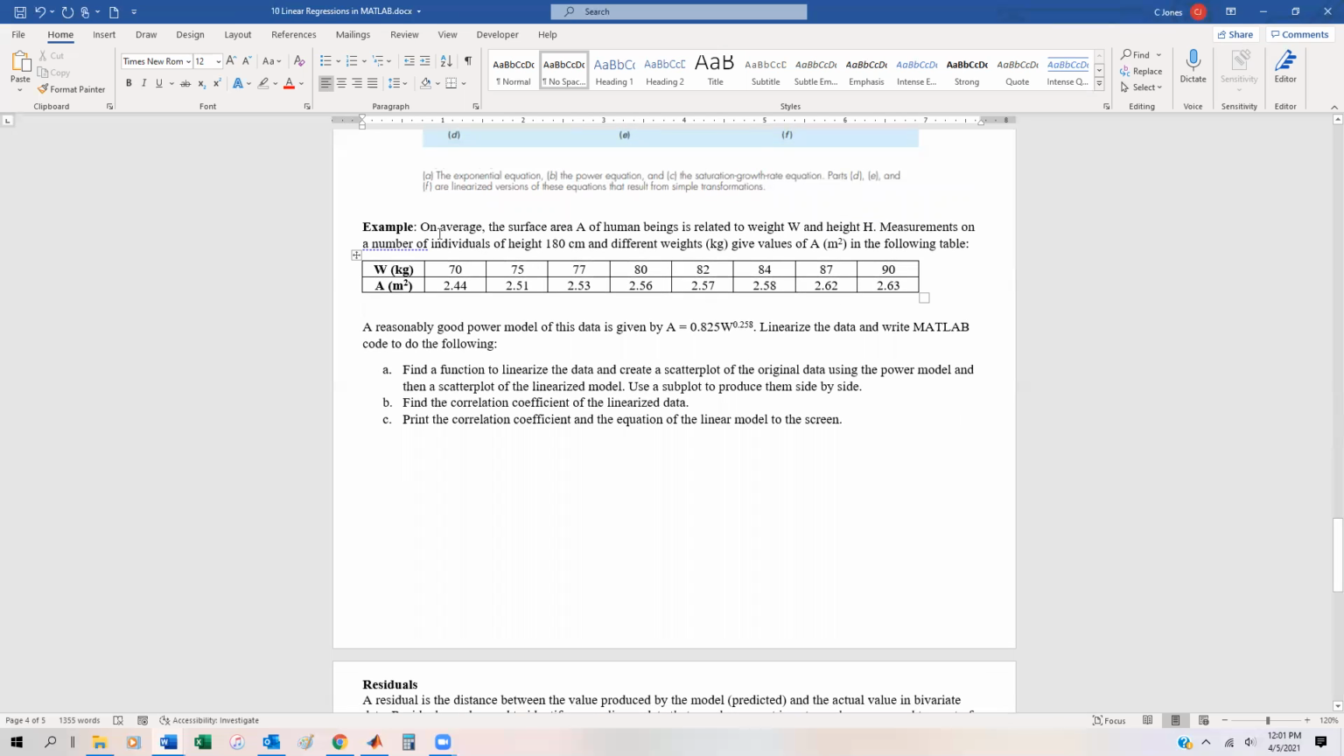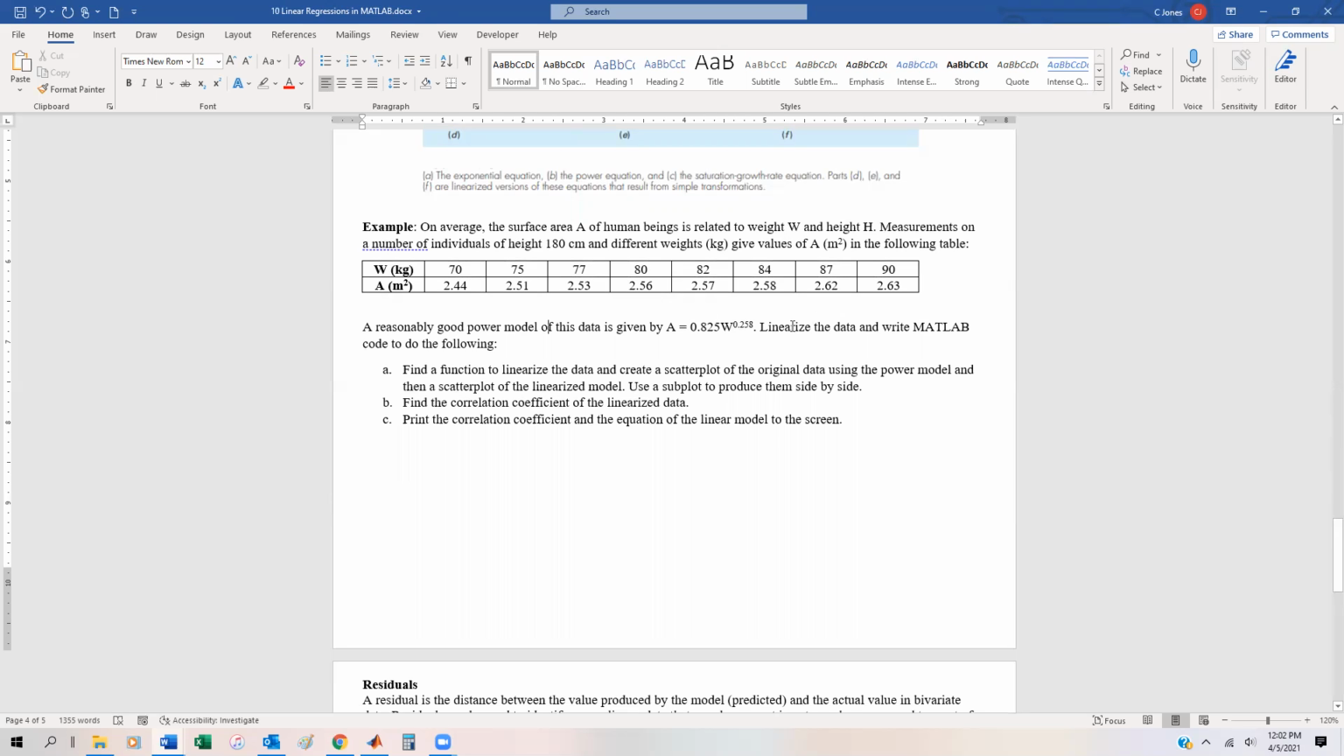On average, the surface area of humans is related to weight. Let's say for some reason somebody took the weights and also the surface area of several human beings, and they came up with these numbers and recorded them. Then somebody found a pretty good power model for this. And it has to be a pretty good power model, because if it's not, the linear relationship's not going to be good.